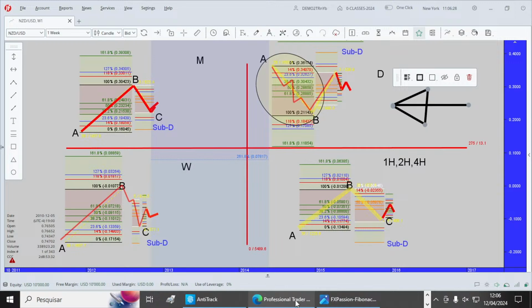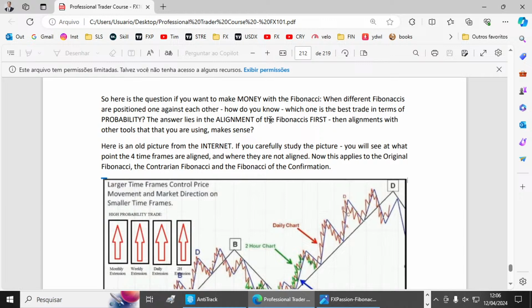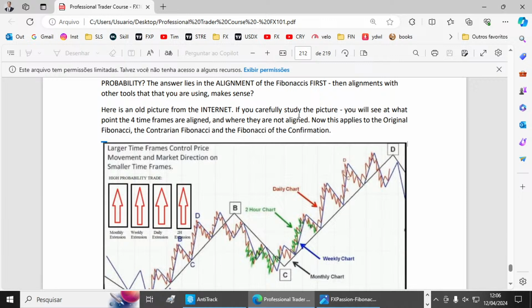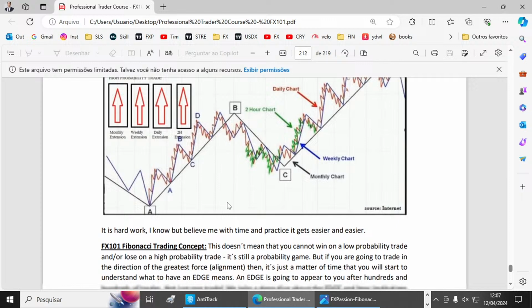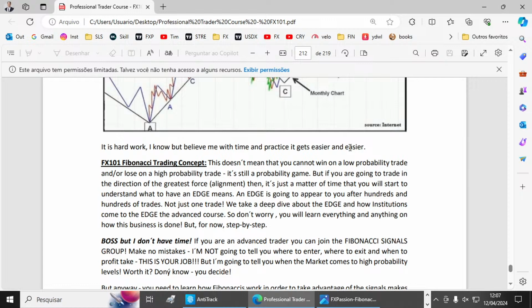The answer lies in the alignment on the Fibonacci first, then alignments with other tools that you are using. Here is an old picture from the internet. If you carefully study the picture, you will see at what point the four time frames are aligned and where they are not aligned. Now this applies to the original Fibonacci, the contrarian Fibonacci, and the Fibonacci of the confirmation. Alright everybody? It is hard work, I know, but believe me, with time and practice it gets easier and easier.